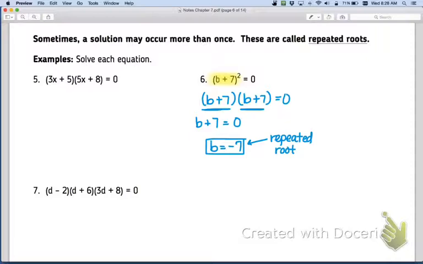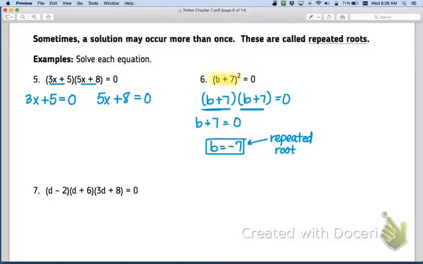Now, on number 5, this is not going to give us a repeated root. We can tell because these 2 factors are not exactly the same. But these are a little bit trickier equations. They have more than one step. That doesn't mean that we can't do it. It just means we're going to have to do a little bit more of a process here.